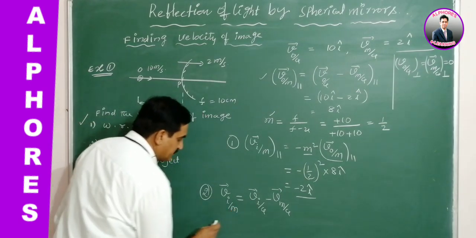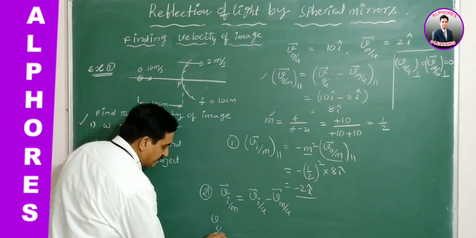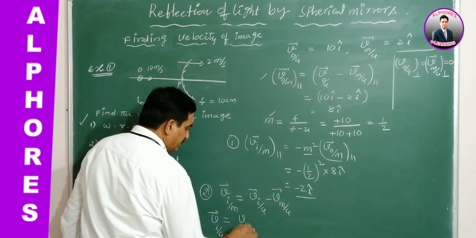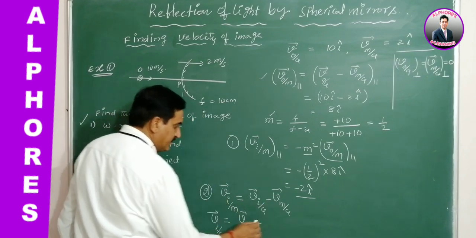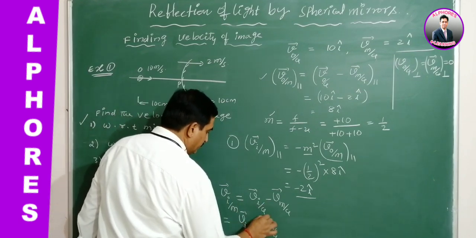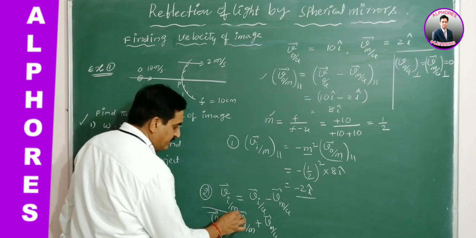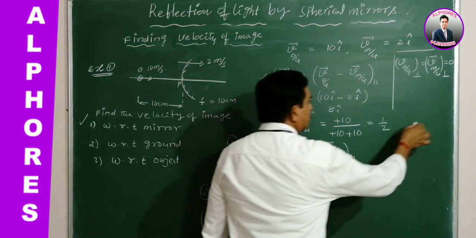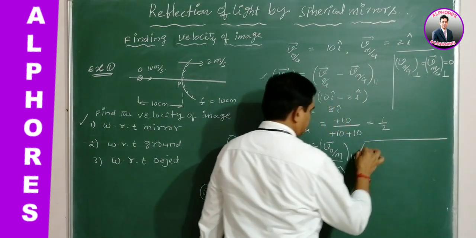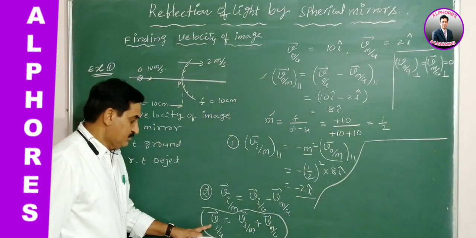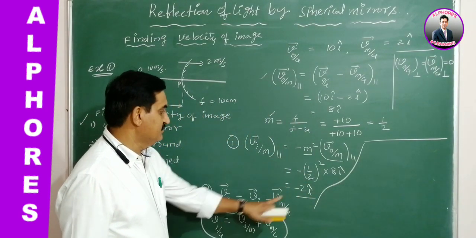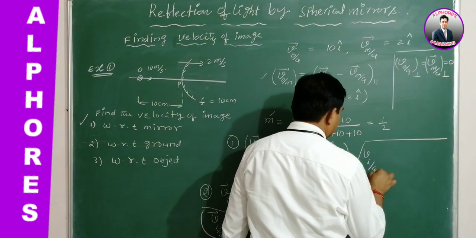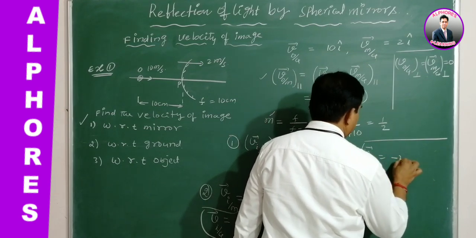See here, this is with respect to ground: velocity of image with respect to ground is equal to velocity of image with mirror, taking this side, plus velocity of mirror with ground. Okay, now the values are to be substituted in it. So velocity of image with respect to mirror is minus 2i. Put here, velocity of image with respect to ground, so this is minus 2i.